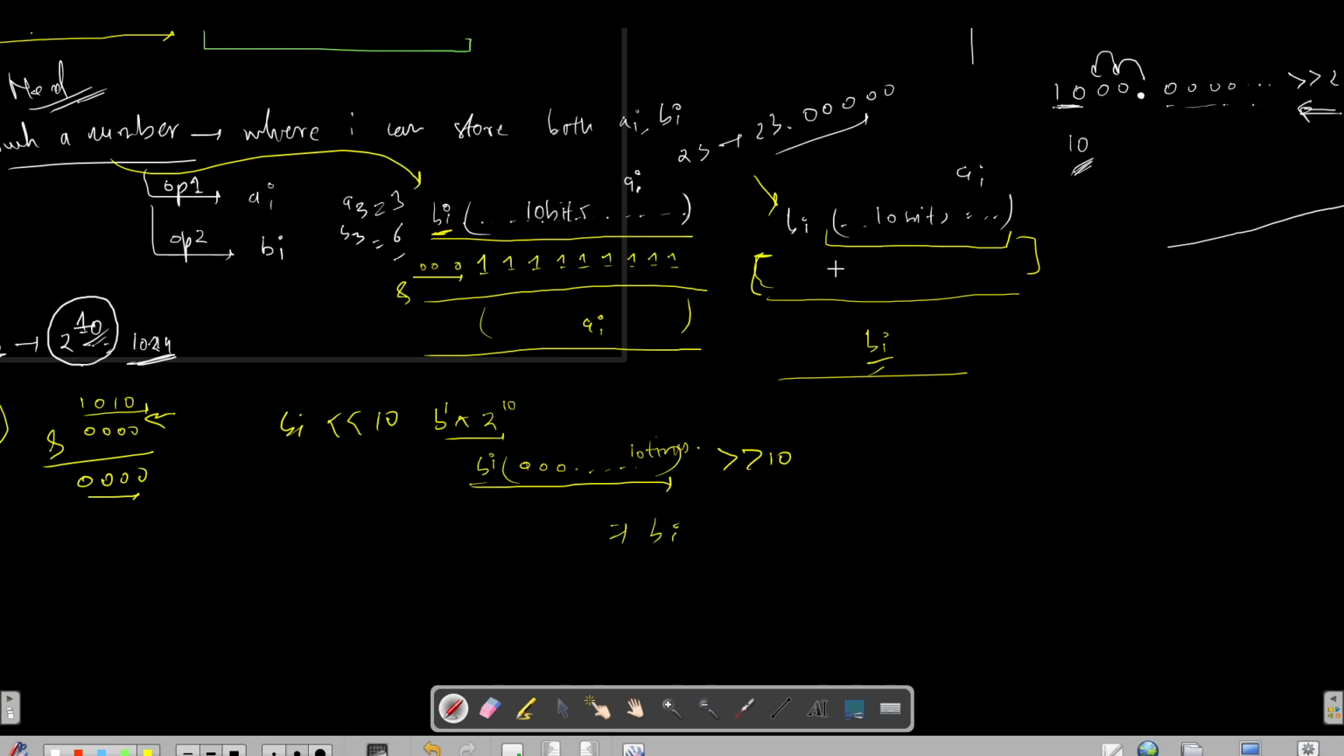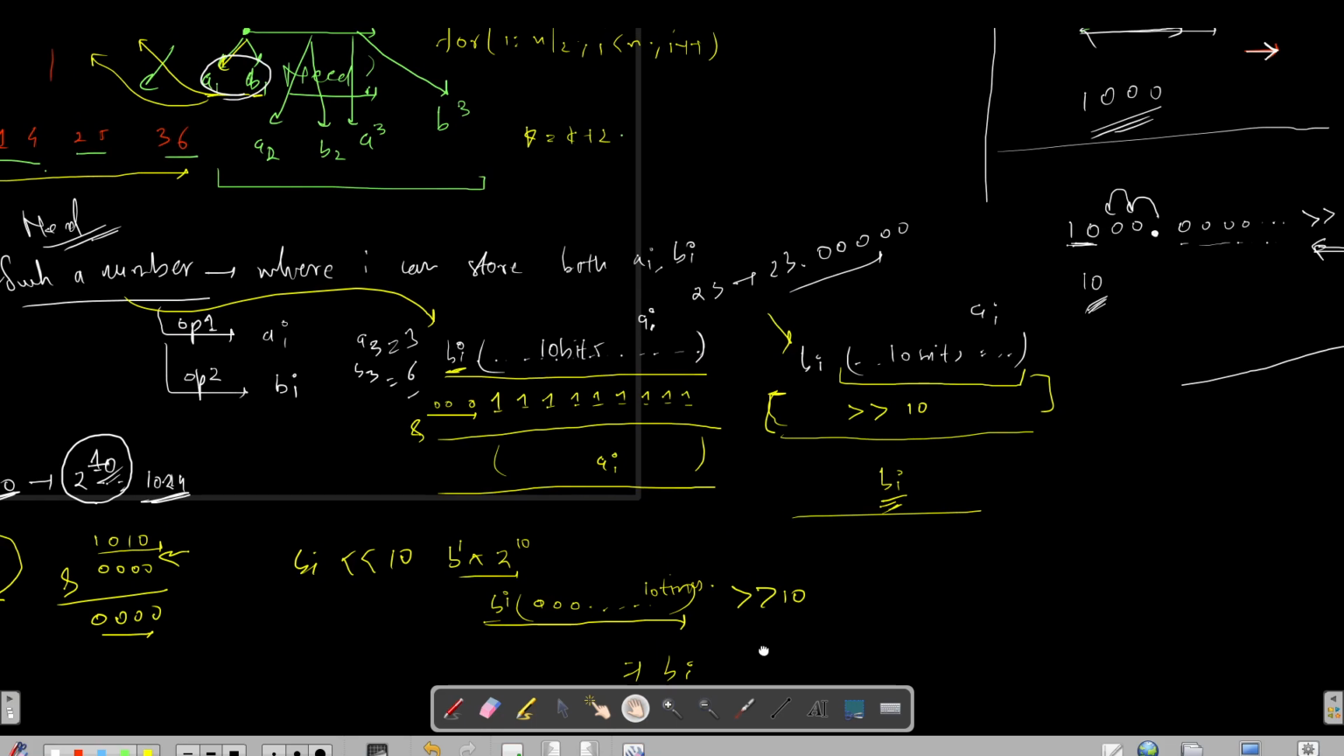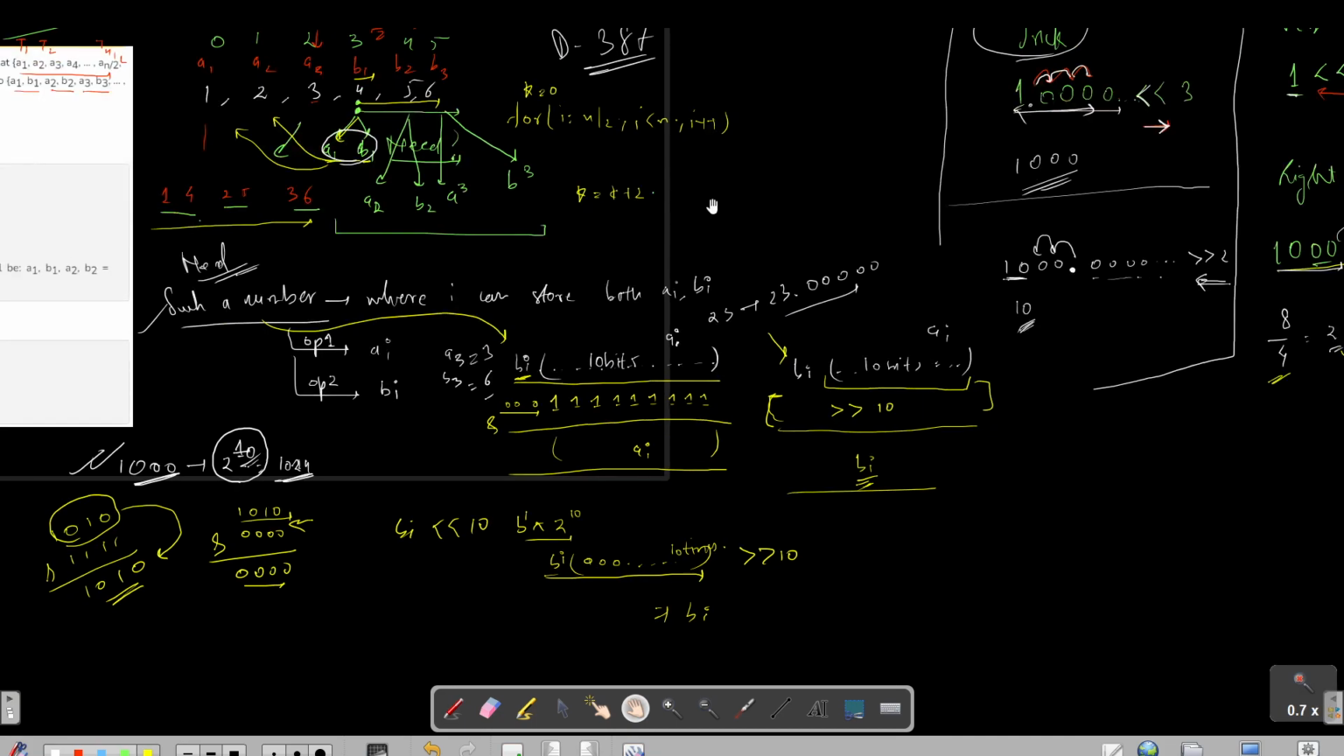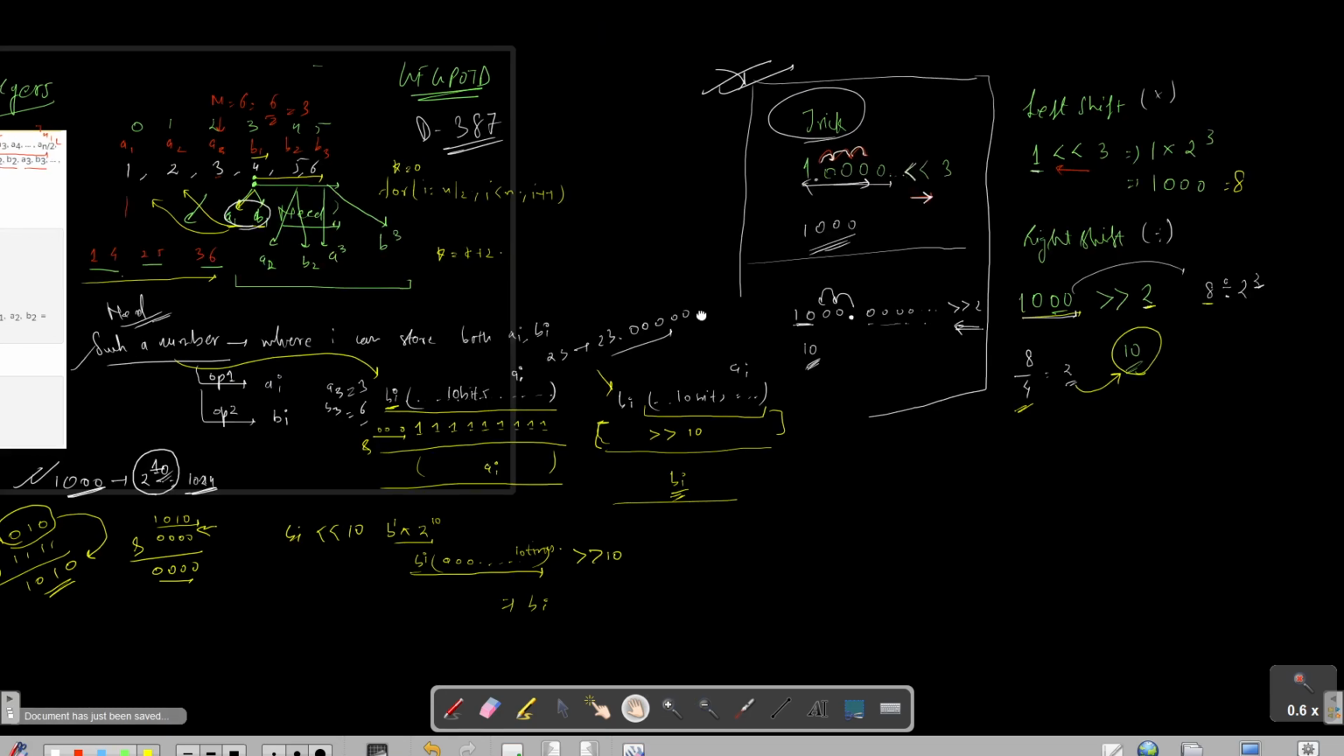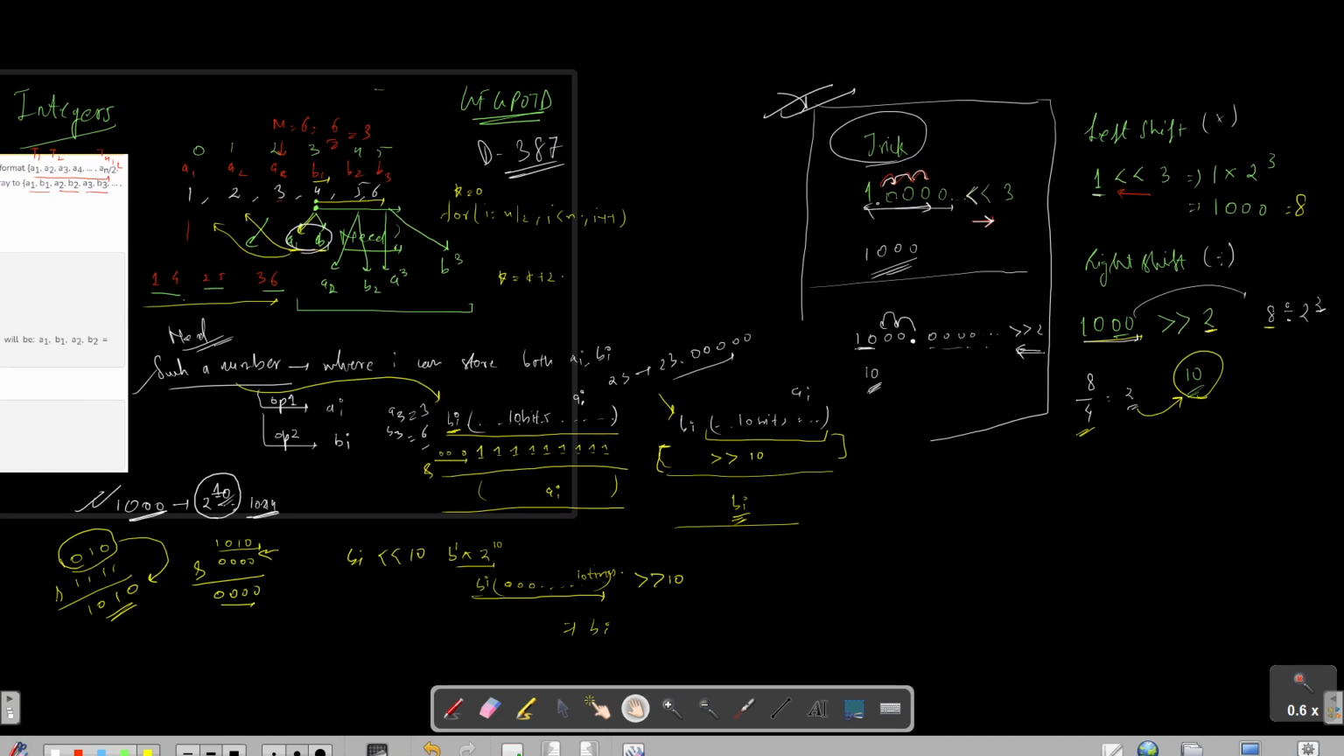So I will do right shift with 10 bits, right? तो मेरे पास BI मिल जाएगा. ठीक है यार. So that was the entire thing I wanted to explain in order to solve this question, right? So that's the whole thing, and let me just minimize it so that you can see everything in one screen. Yes. Okay, so that is it यार.